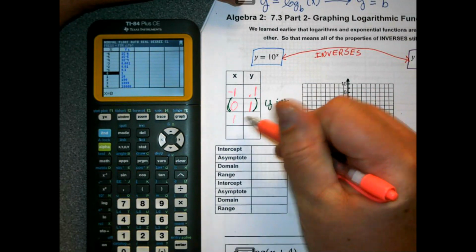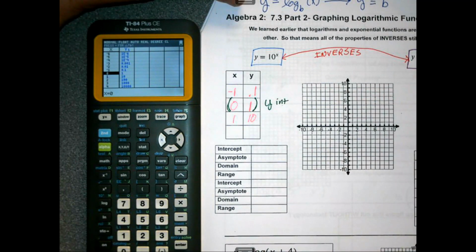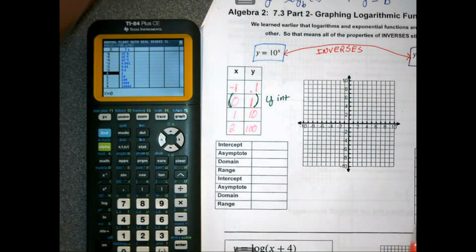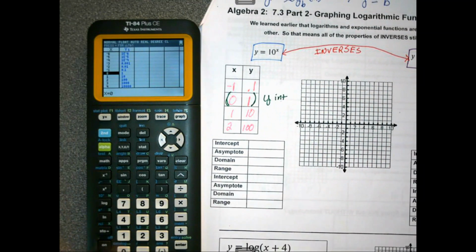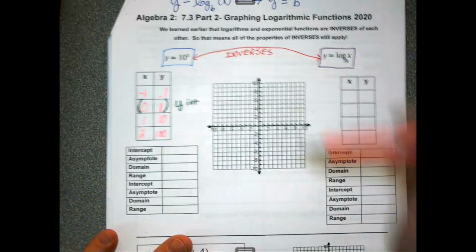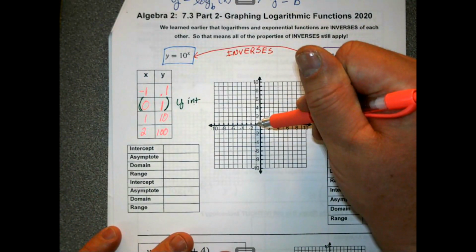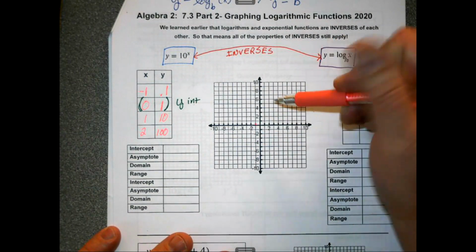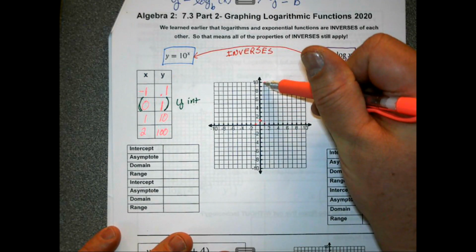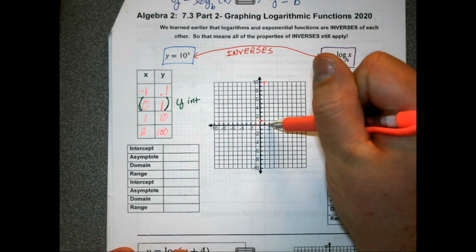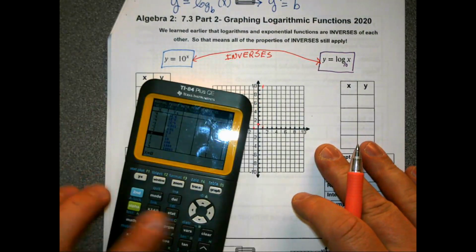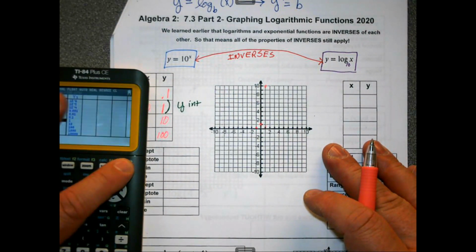Next one is 1, 10. And the other one is 2, 100. Hey, do you guys want to spend some time here and go out to 100? Sure, because I could do it. All right, so let's plot these points. Let's see, negative 1, 0.1, 0, 1, 1, 10, and 2, 100. Okay, and then we draw our graph, right?